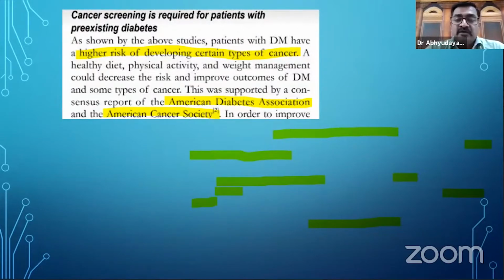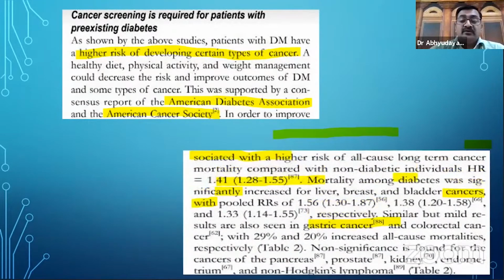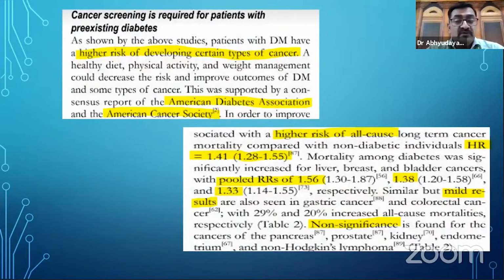Studies have shown, and it is observed, that when the duration of diabetes is more than 5 years, we should start screening for various cancers in our diabetic patients, and it should be individualized therapy if possible, because there is a high risk of developing certain types of cancer in diabetic patients, which is supported by a consensus report of the American Diabetes Association and American Cancer Society also. And again, they have shown that there is a high risk of all-cause long-term cancer mortality in diabetic patients with a hazard ratio of 1.5.